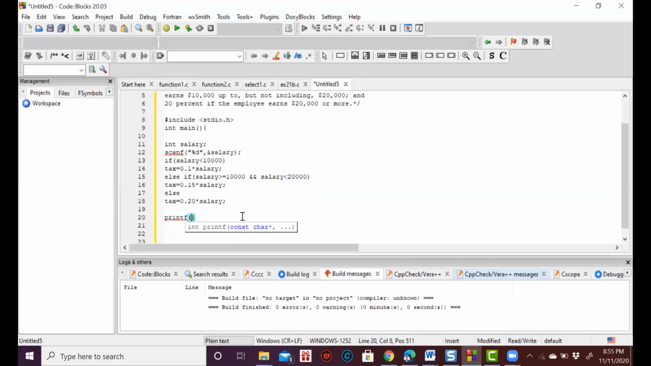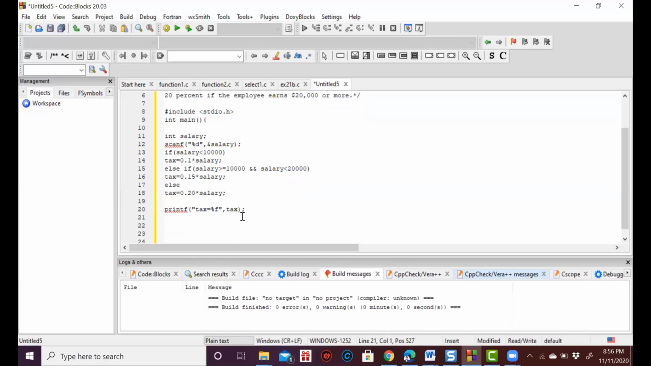And then we printf salary, tax equal 10%, printf tax equal, tax. Okay. Yes. So what we're missing here is the variable tax. We need to declare what is the tax logically, float or integer. Float. Float tax.